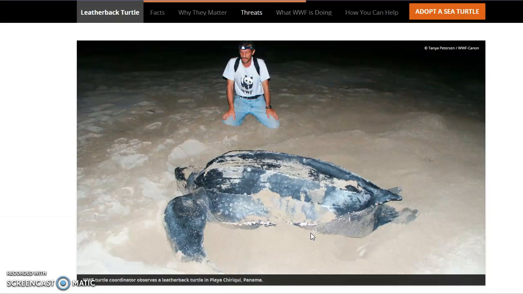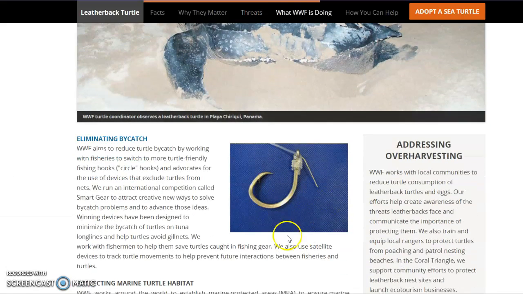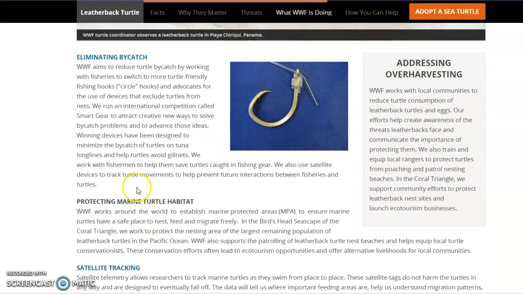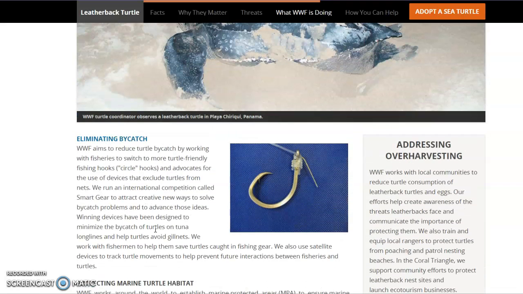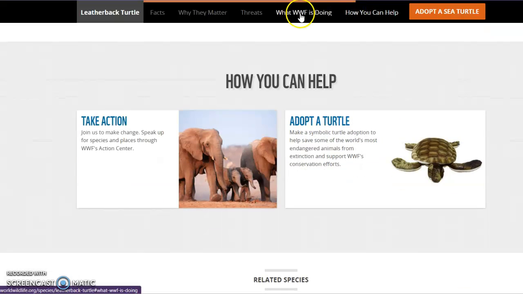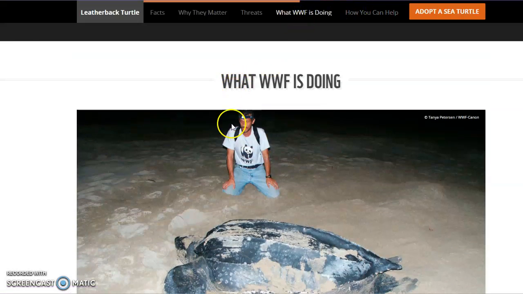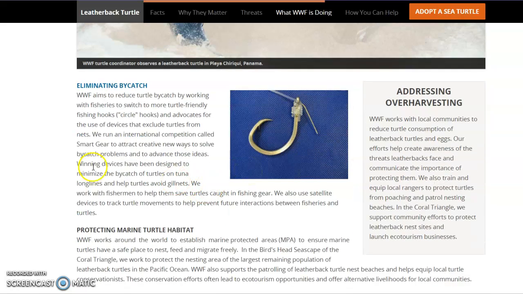Okay, so as I go on, I can read more about eliminating bycatch and protecting marine turtle habitat. So these are things that we can do. What is WWF doing? Well, they're eliminating bycatch. Let's see how they're doing that. It talks about them using a special fishing hook. They created a special fishing hook that's a circle hook so that it doesn't catch the turtles.